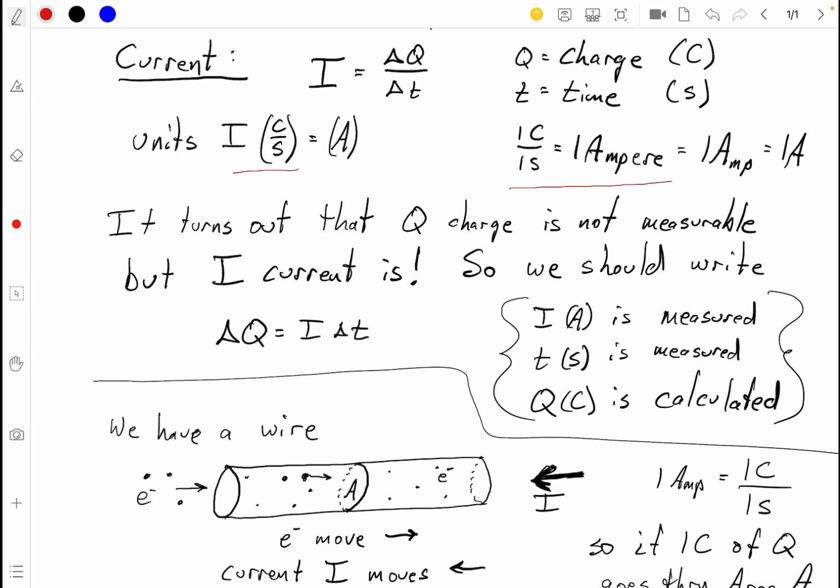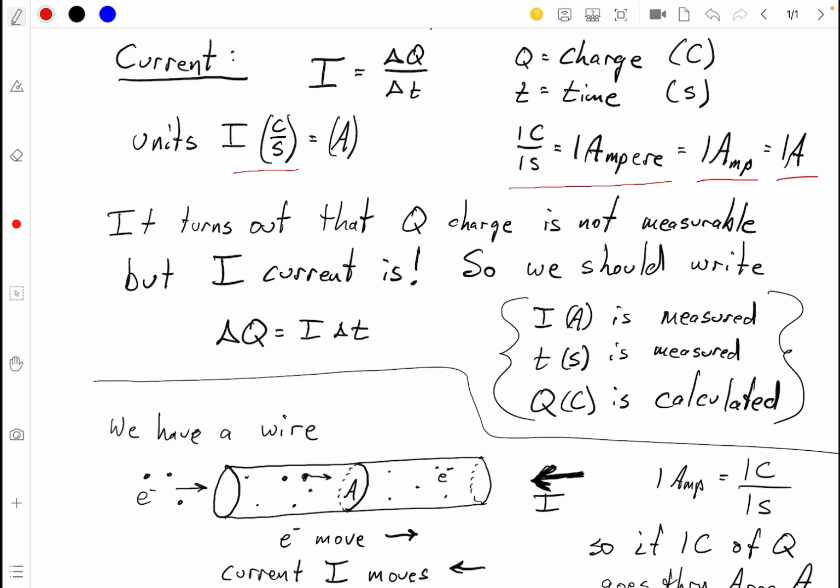An ampere. There's a fellow whose last name is Ampere, and we wanted to honor Ampere with the unit for current. He did a lot of work with that. You might also see it written as 1 A.